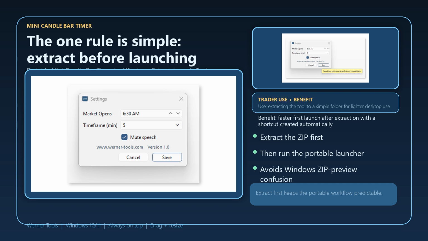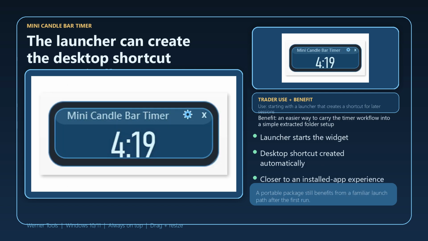The practical benefit is faster first launch after extraction with a shortcut created automatically. The launcher can create the desktop shortcut automatically. After extraction, the portable launcher starts the widget and creates a desktop shortcut. That gives the user a more normal desktop experience on later launches without a formal installer.